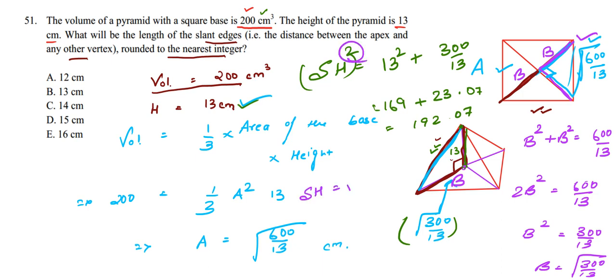So slant height will be equal to root over 192.07. We can find the root of 192.07 very easily, and it will give us something close to 13.85. The nearest approximate value is 14, because we have been asked to round to the nearest integer. Hence we have rounded this number to the nearest integer, which is 14. So our answer to this question is 14 centimeters. Let's check the options. Option C matches with our answer. Hence option C is the correct answer to this question.